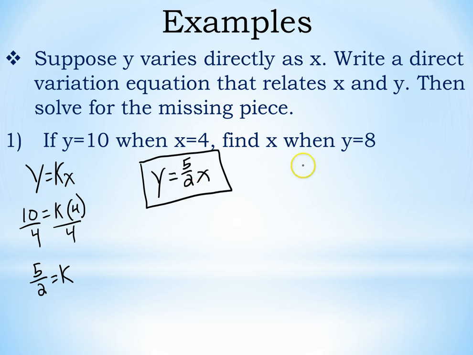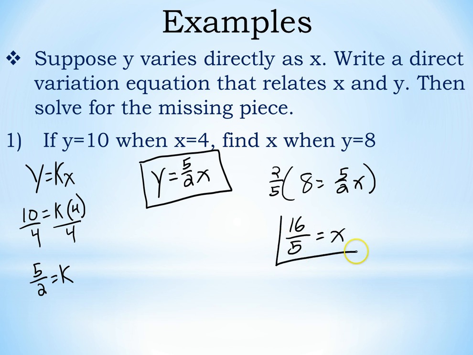Now that I have my equation, I just need to plug in 8 for y and solve for what x would have to be. So 8 equals 5/2 x. In order to get rid of the 5/2, we multiply both sides by 2/5, the reciprocal of 5/2. This gives us 16/5 for x, and we are done. This is a very straightforward process. All you need to do is solve for the k part first, using your initial y and x values to write your equation y equals kx, whatever the k value is. And then plug in the second piece. I'll give you a y or an x, and you need to find the other missing piece.